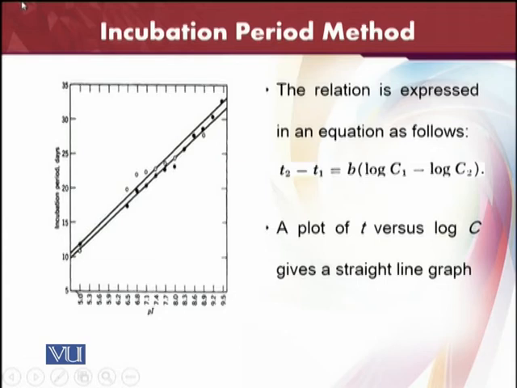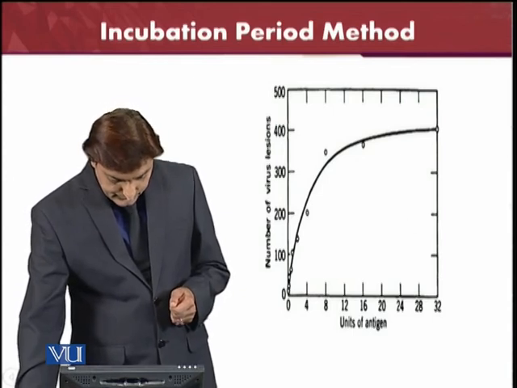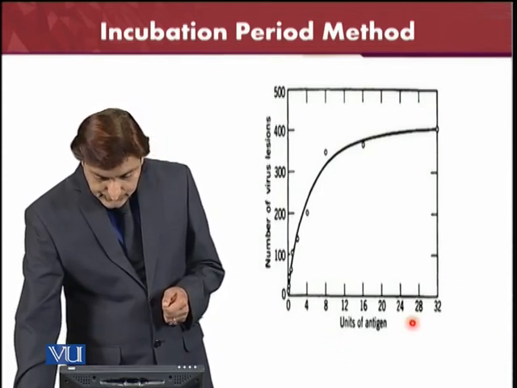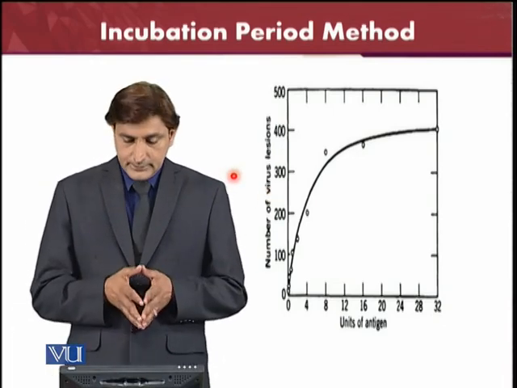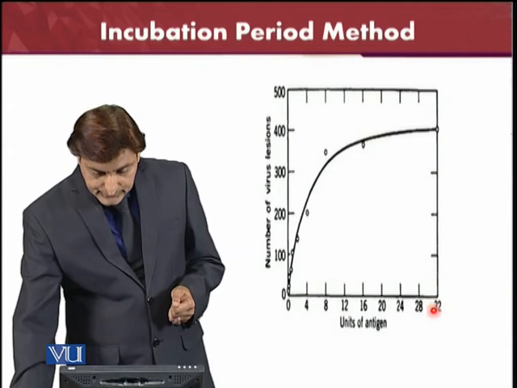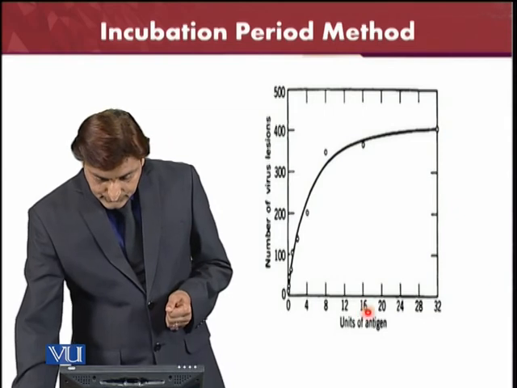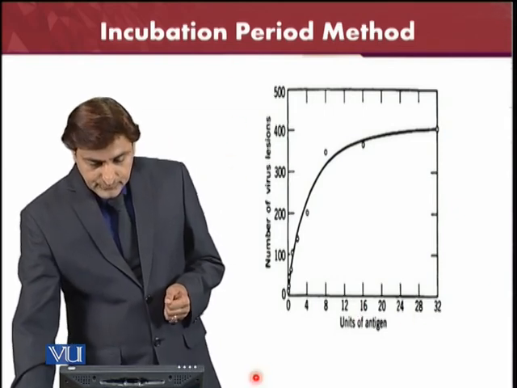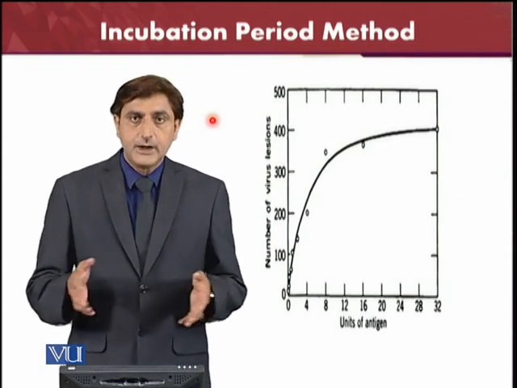However, this can also be shown in a specific kind of graph, shown in the next slide. Here you can see the units of the antigen on the horizontal axis and the number of virus lesions on the vertical axis. If we take 0, 4, 8, 12, 16, 20, 24 units, the number of lesions shown by each virus will be in the hundreds, 100, 200 and 300, and you can see how many lesions there are.